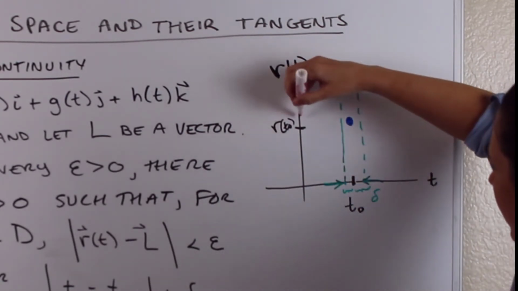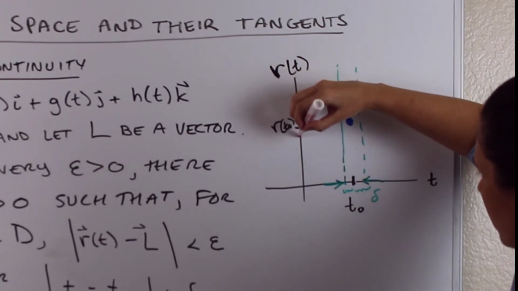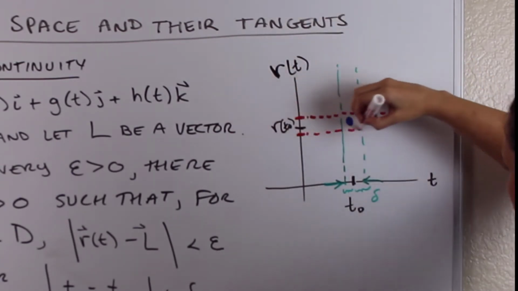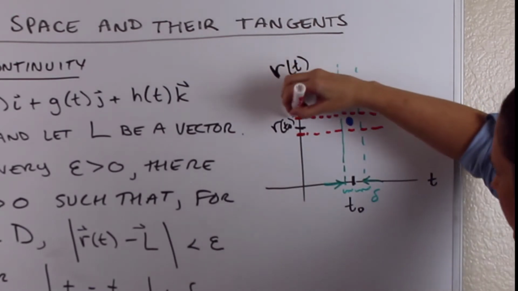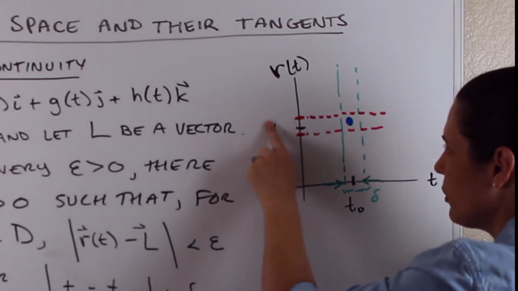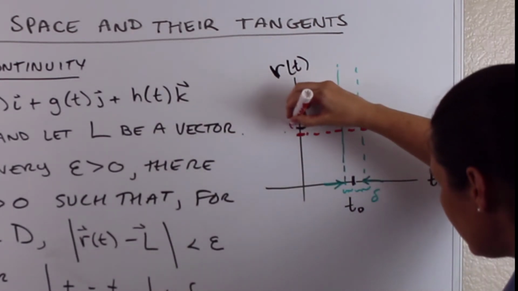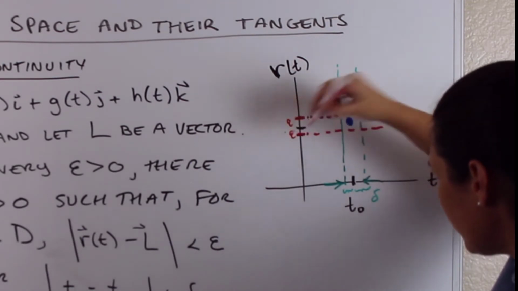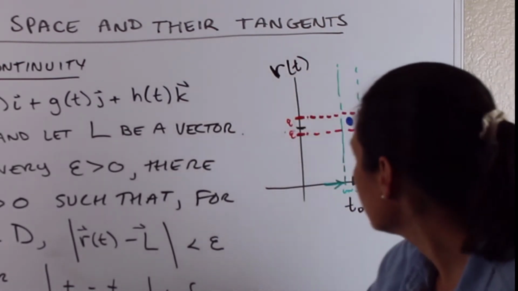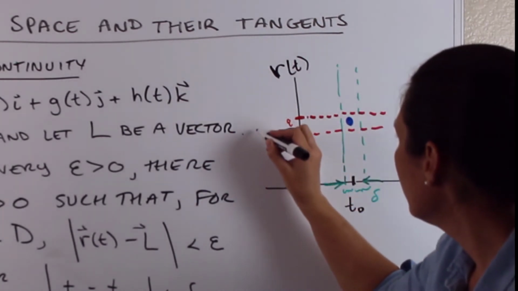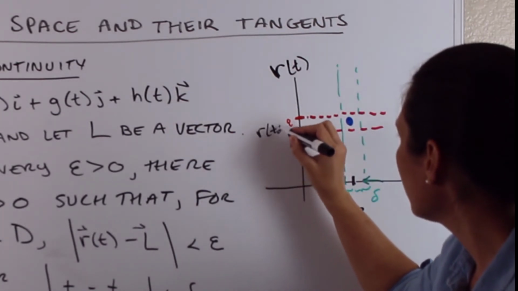So that might be like we're really close to r of t right here. And so our function value is actually right there. And so this same idea, I didn't give myself very much room, but right in here, this is epsilon. So this little distance here is epsilon, same thing here. And that was our r right here, r of t naught.